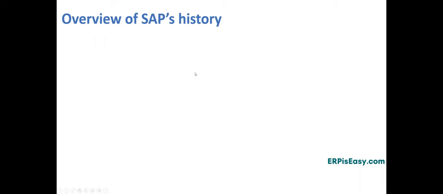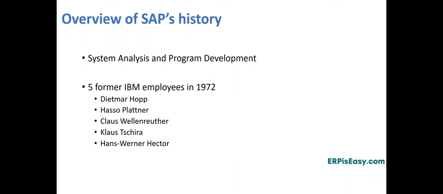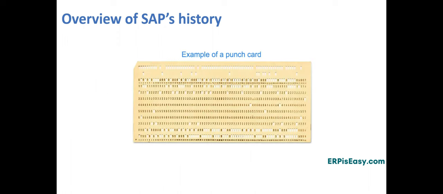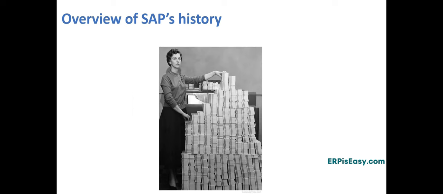Chapter 1. Overview of SAP's history. SAP stands for System Analysis and Program Development. Five former IBM software engineers founded it in 1972. During that time, data was converted into numbers and stored as punch cards. A punch card reader was then used to read the data from these punch cards, and the computers processed them. As you can imagine, it was a time-consuming and complex process.